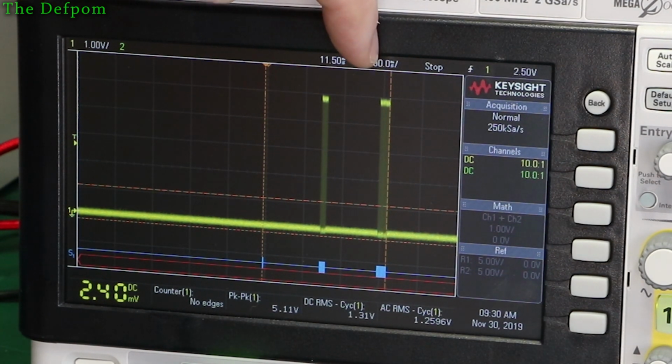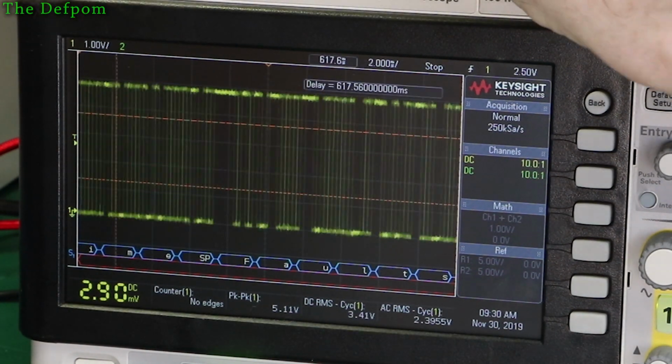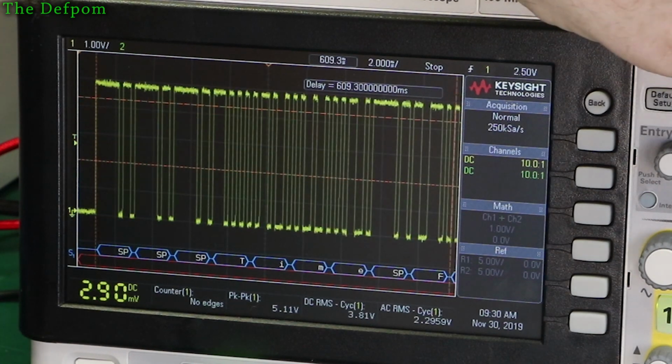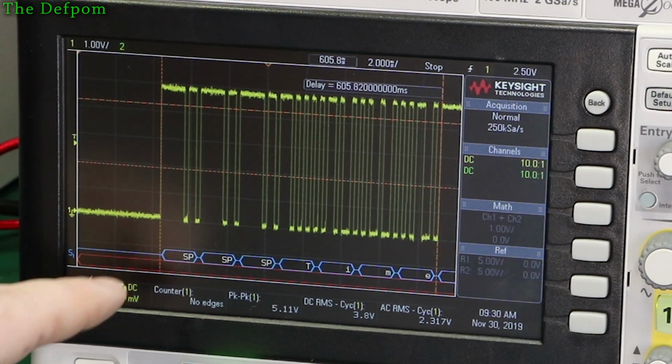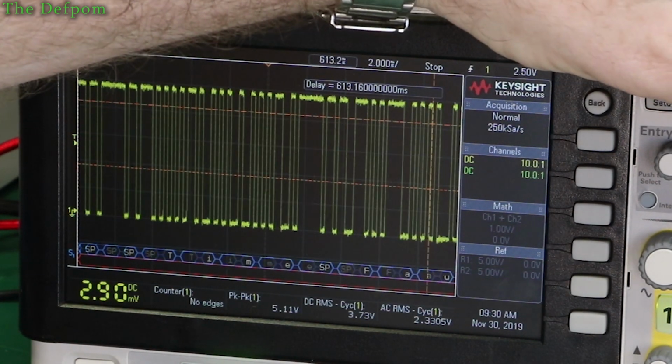But there's also a third pulse over here. So let's have a look at that one. This one is a little bit different. It starts with spaces: space, space, space. Then it's got some text. It says time, space, false.